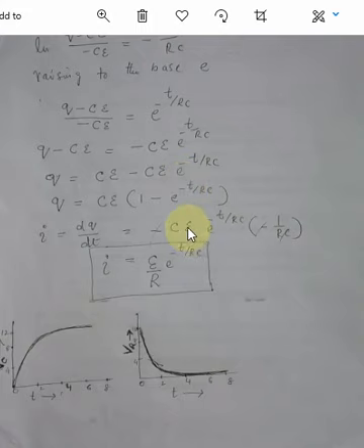So if we rearrange it, this minus and minus will give you plus, and then we have this C which will get cancelled with the other C in the denominator. So we will get E divided by R into the exponential term. So this is the value of the current in this circuit.